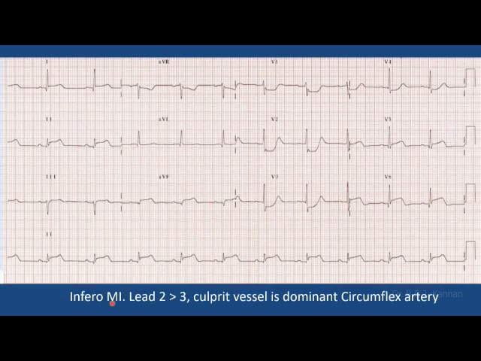Now let us come to this inferior wall MI. Here again, inferior wall MI, with leads 2, 3 and aVF. But clearly lead 3 is much higher than lead 2. So this is the first point to say that this is a circumflex involvement. Now next, I said look at aVL. What did I say? It should show ST depression and T inversion opposite to lead 2. But what is it showing? It is showing normal-looking, or even lead 1 is showing mild ST elevation.